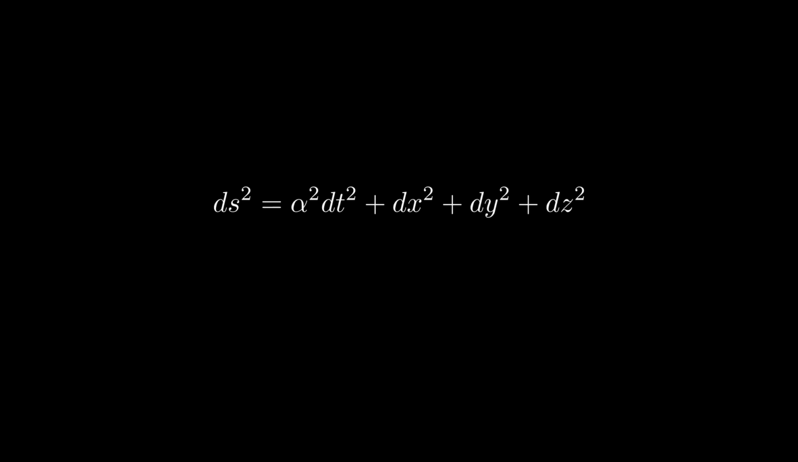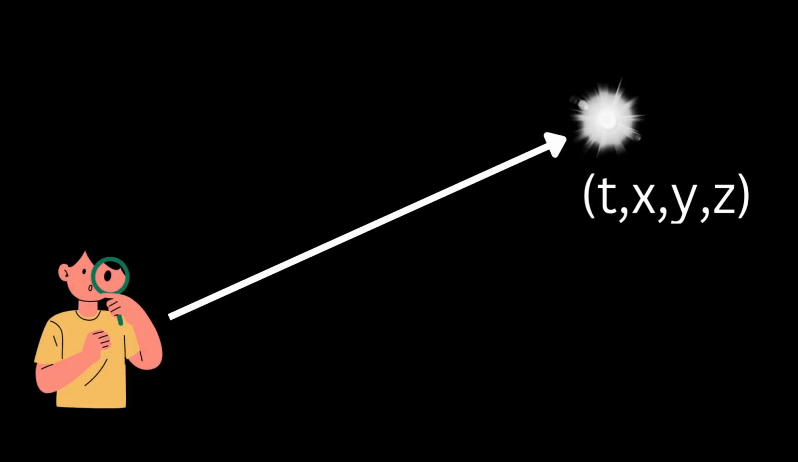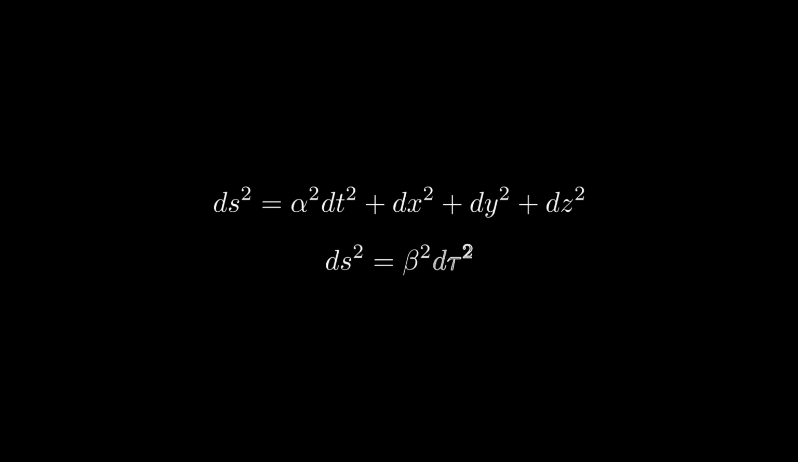Let's say an observer sees an event happening at t, x, y, z in spacetime coordinates relative to him. So, the observer is basically at rest relative to that event, and the distance in spacetime between him and that event is known as the spacetime interval, ds squared. But from the perspective of that event, it is at rest, meaning that ds squared equals beta squared times d tau squared. In special relativity, any two observers observing the same event will have the same spacetime interval. So, beta squared times d tau squared equals alpha squared times dt squared plus dx squared plus dy squared plus dz squared. This equation is known as the metric.